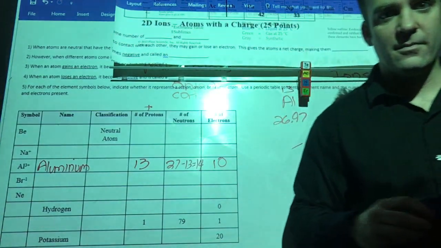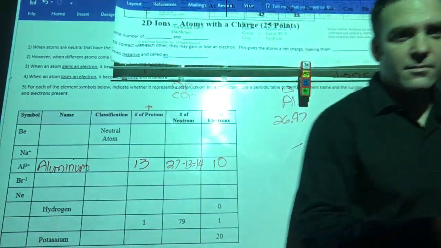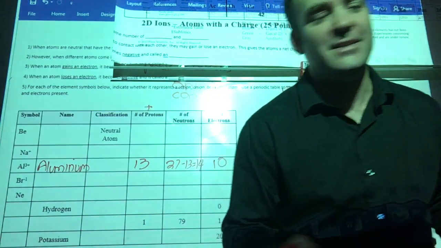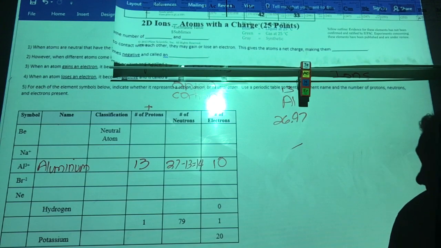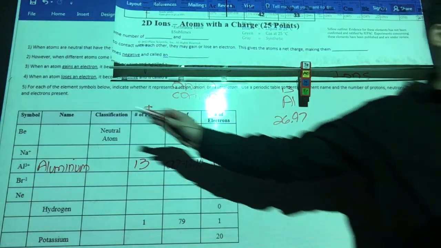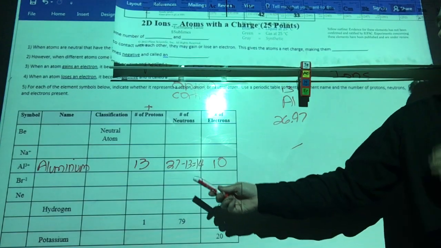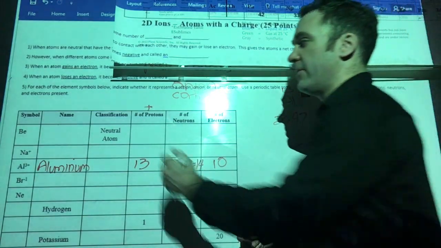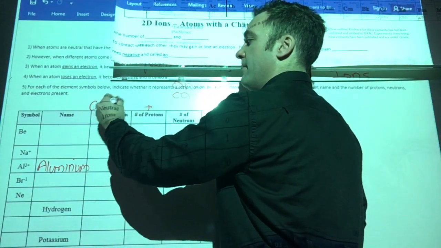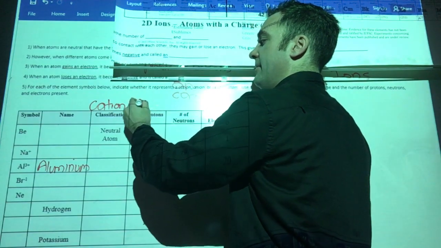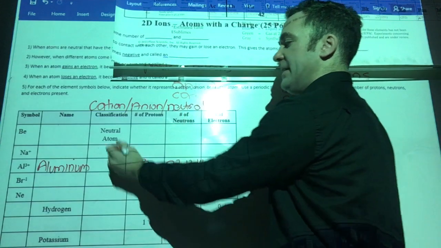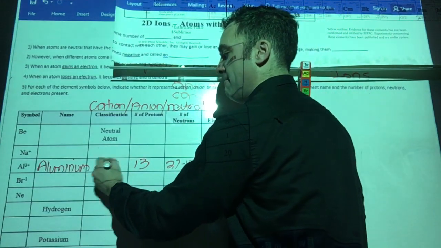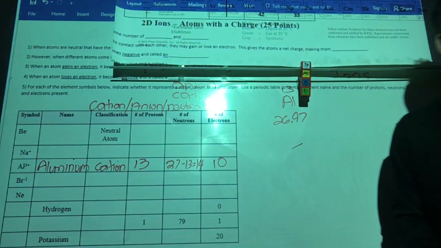If it's just a normal positive like the sodium one, all right, so for the Na, which is sodium, it would just be minus 1 for the electrons. Yeah, minus 1 for the electrons. And then the classification, it's either cation, anion, or neutral. So this is positive, so it's a cation. Make sense?